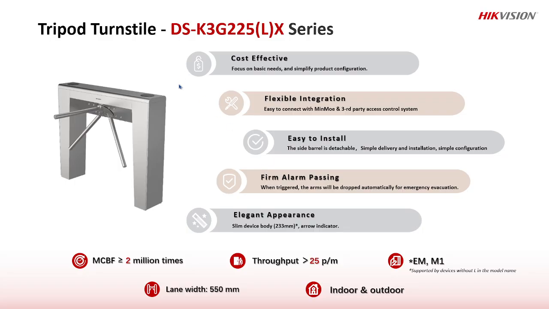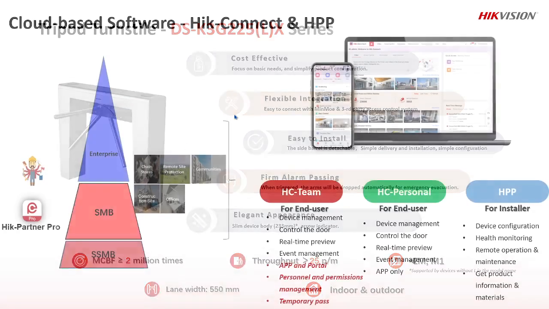Then you have the tripod turnstile. That's the 3G225LX series. One highlight is that it's cost effective. The integration is flexible. You can do more. Then it's easy to install. We have firm alarm passing. When people just flow in, the first person opens for the other type, but for this type, when someone crosses, it actually prevents that. Then in terms of the appearance, it's quite elegant.